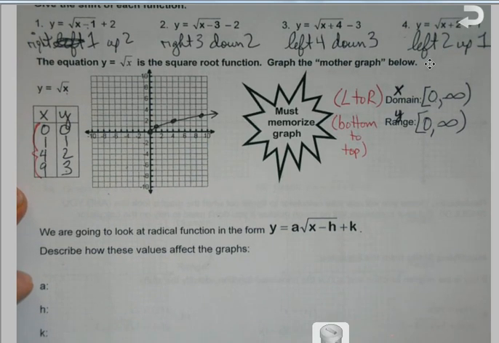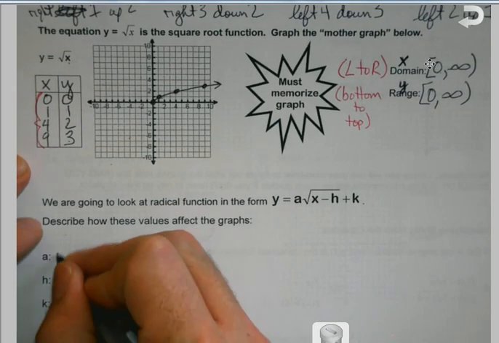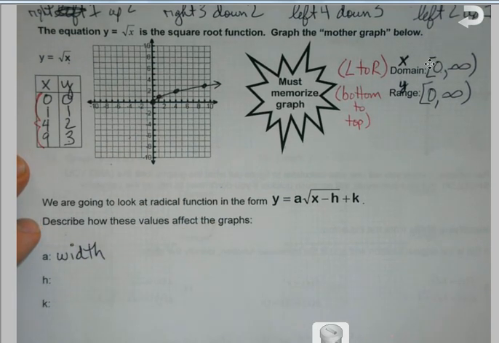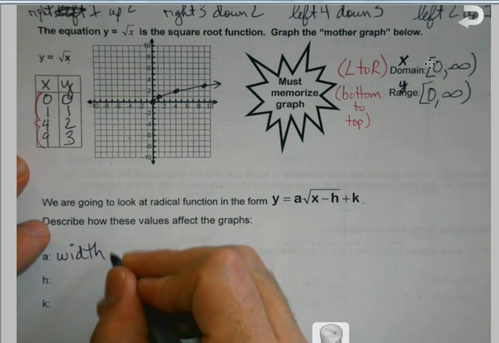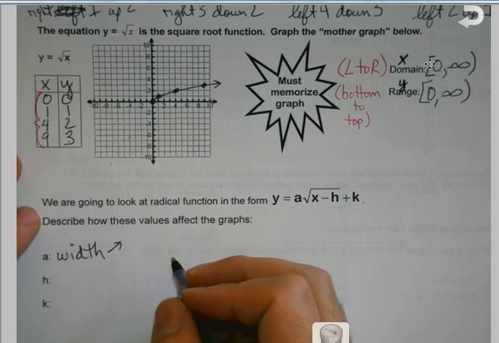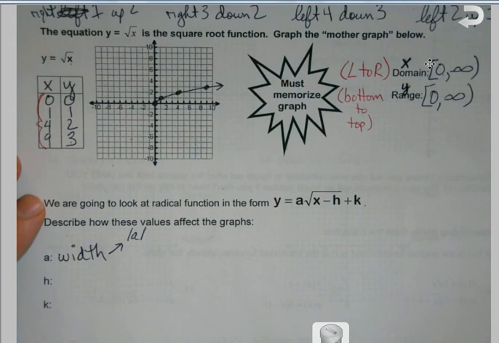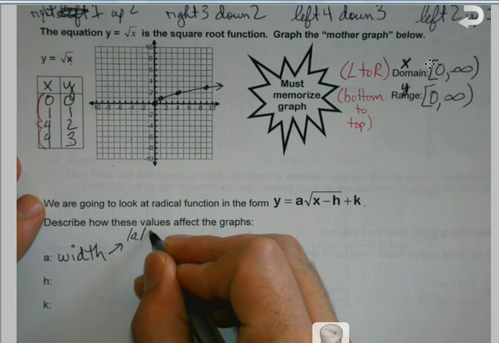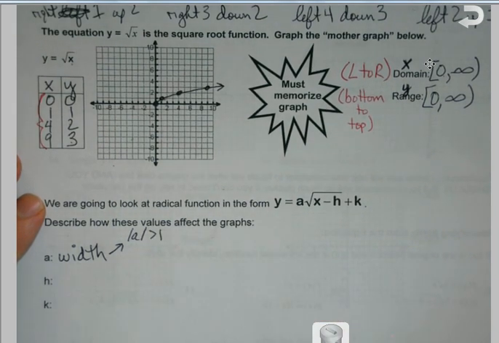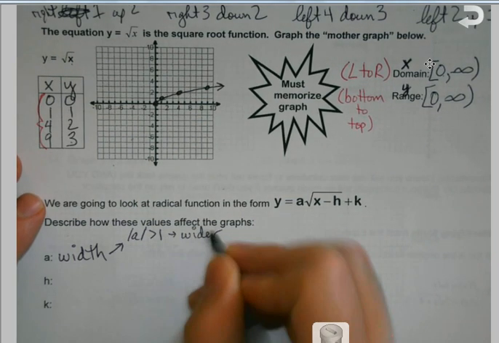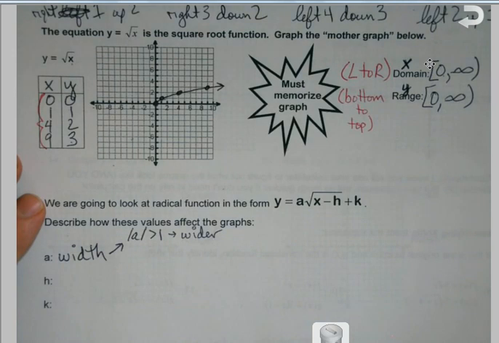Okay. A is going to determine the width, okay? If it's wide, if it's skinny, or something like that. So when my value, and I'm just going to make it absolute value because negative, it's not as much of a deal, okay? If that's greater than 1, so like if it's 2 or 3 or 4 or something like that, it's going to make my graph get wider or fatter. My little curve's going to get really, really stretched.